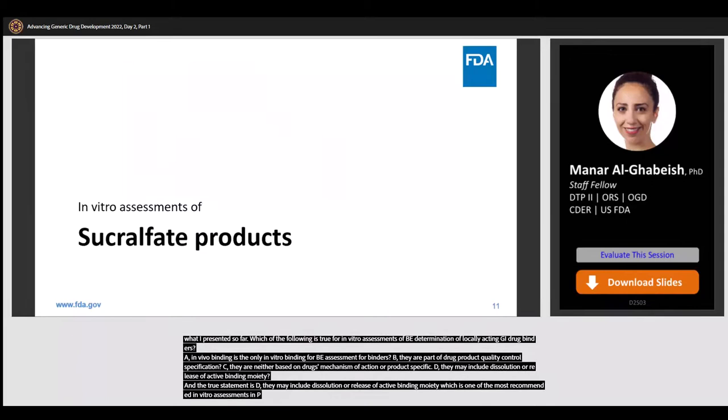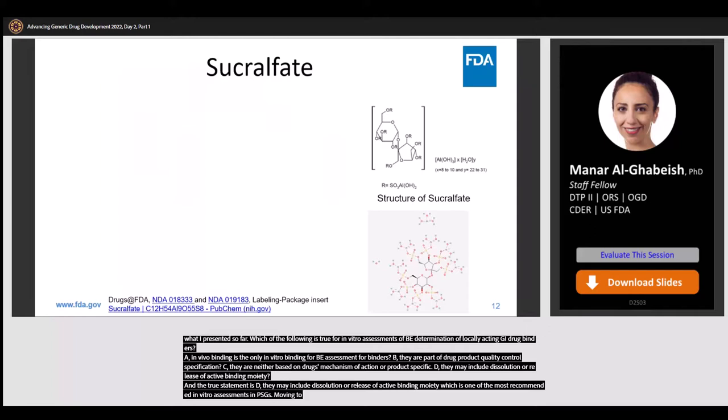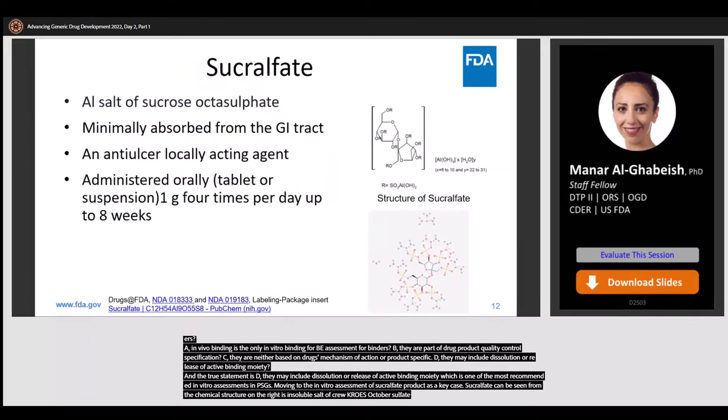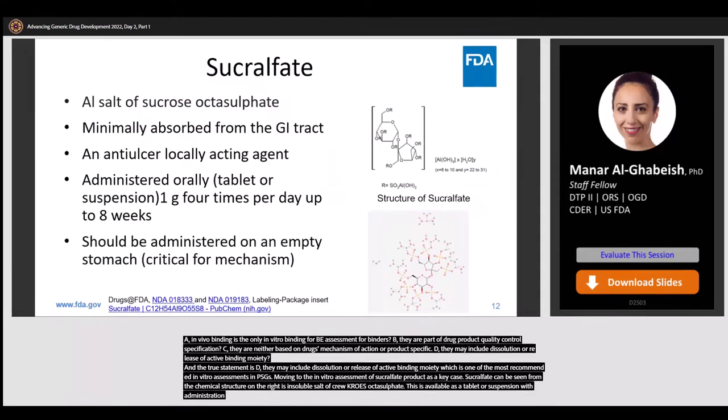Moving to the in vitro assessment of sucralfate products as a key case. Sucralfate, as can be seen from the chemical structure on the right, is an insoluble aluminium salt of sucrose octosulfate. It is minimally absorbed from the GI tract, and it is indicated for the treatment of active duodenal ulcer. Sucralfate is available as a tablet and suspension with an administration dose of 1 gram 4 times a day up to 8 weeks. And it should be administered on an empty stomach, and that's critical for its mechanism.